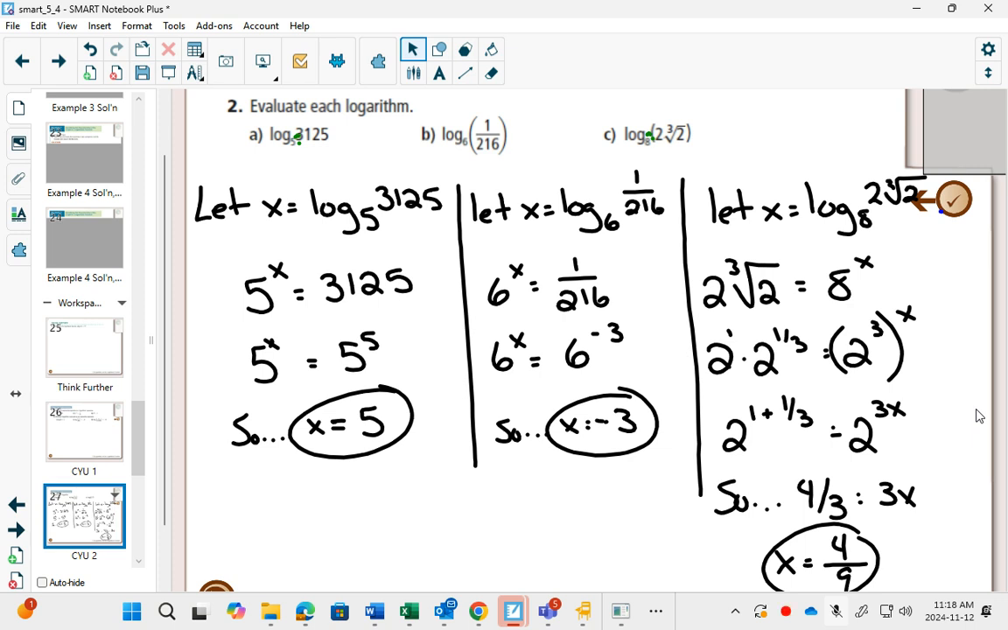So the questions you can do for practice on this one are 4, 7, and 9.